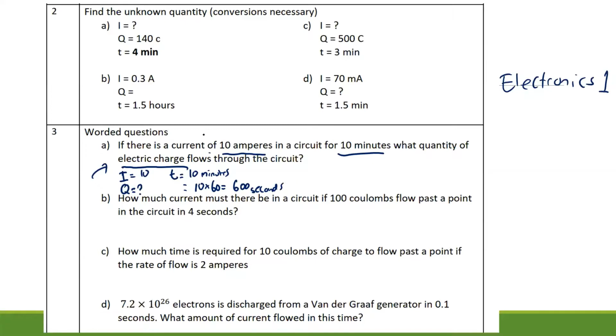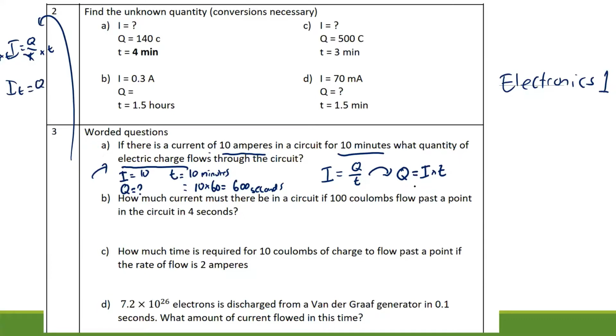Okay? So I equals Q over T, and I want to know the amount of charge. So that means I'm going to use the formula Q equals I times T. You don't know how I did that? Just over here, all the way at the top. I equals Q over T. Multiply both sides by T. That's going to cancel that out. I, T equals Q.